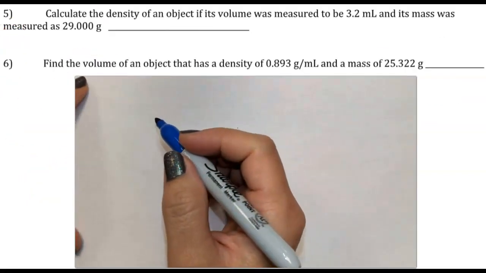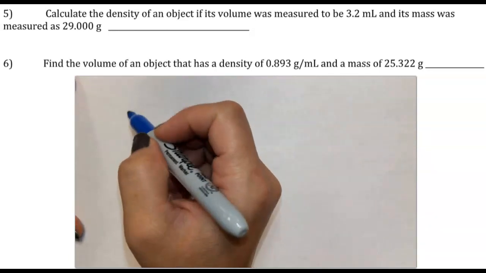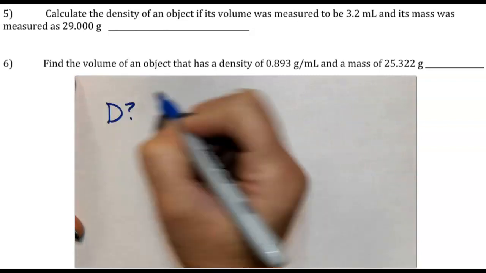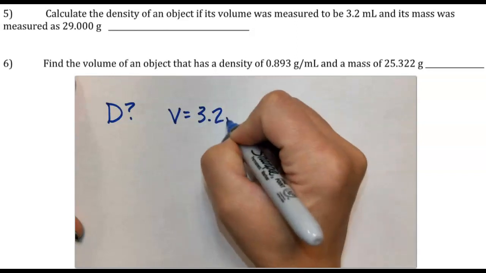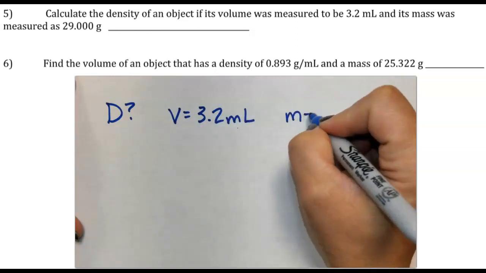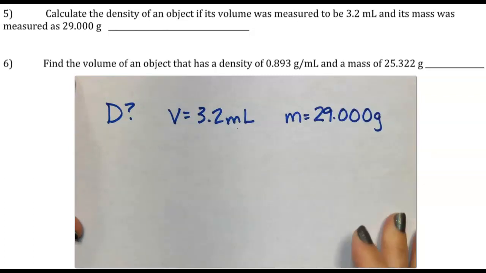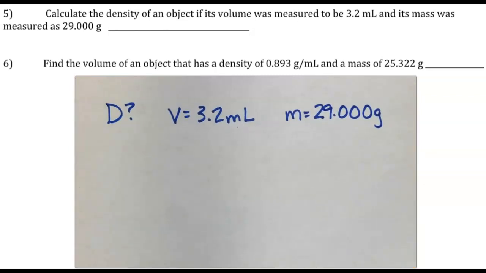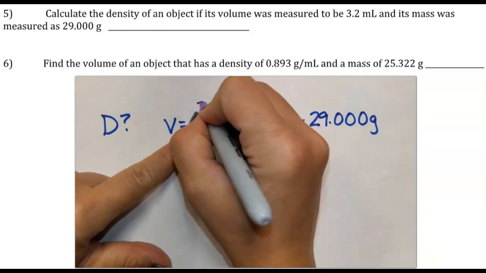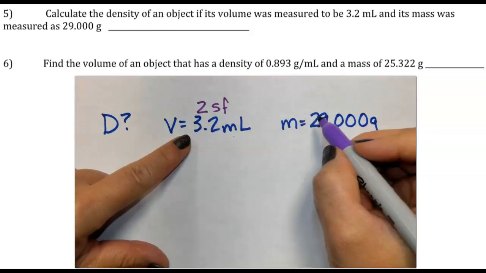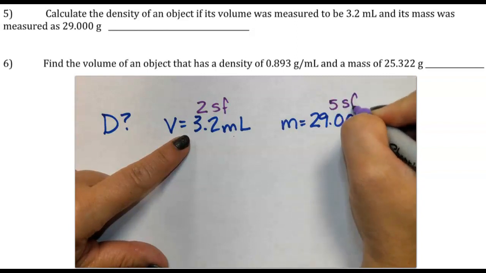This is an actual density calculation that we're going to apply our sig figs rounding rules to. So it says calculate the density of the object. So I don't know the density. The volume is measured to be 3.2 milliliters, and the mass is equal to 29.000 grams. So let's take a moment to note how many significant figures each of these has. 3.2 is 2 sig figs, and this 29.000 is 1, 2, 3, 4, 5 sig figs.